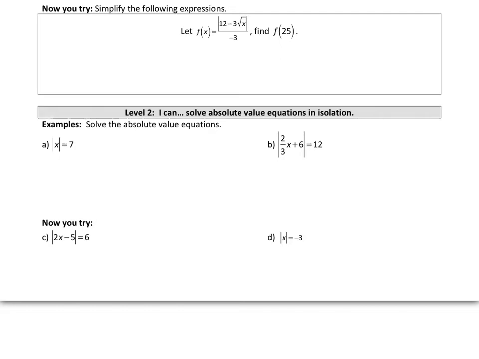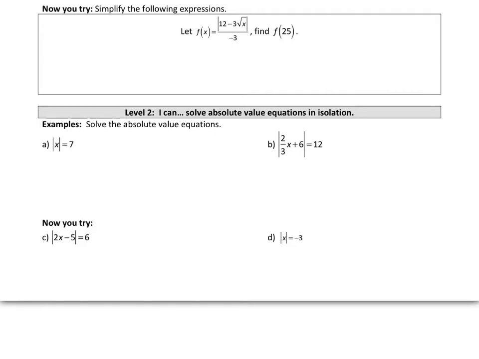Alright, in level 2, we're actually going to solve absolute value equations. So, there's a couple things you need to do. First, for you to be able to solve an absolute value equation, you need to get the absolute value completely by itself. Right? So, on one side of the equation, there has to be an absolute value and nothing else around it. No pluses on the outside, no times 2, nothing else.